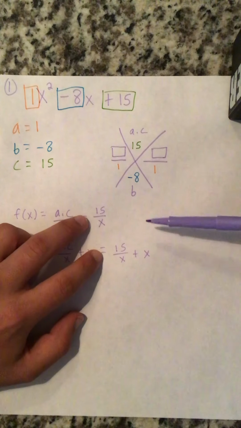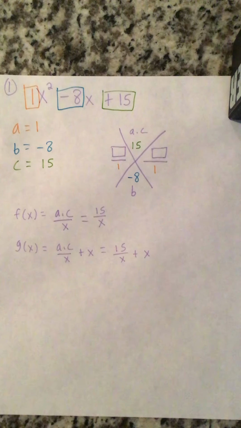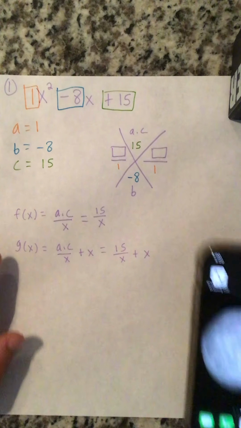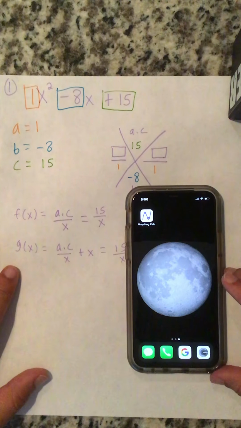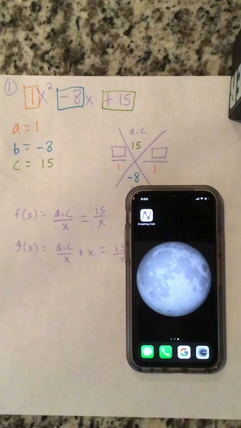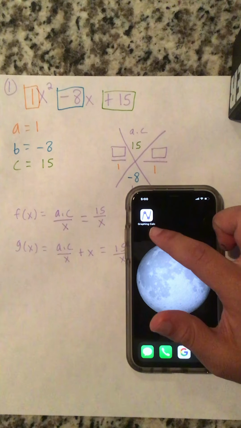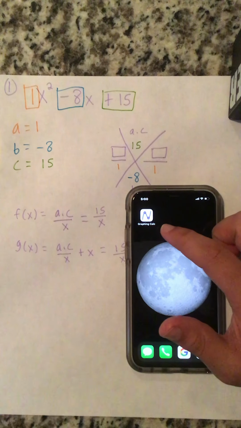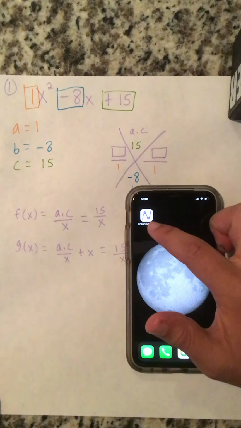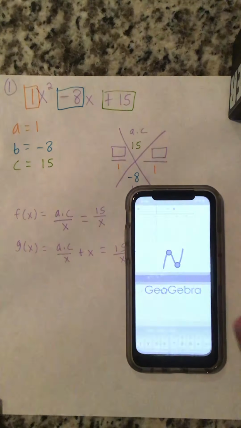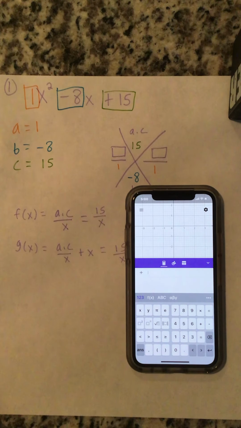So once I have these 2 equations, I'm going to graph them. This is how I'm going to show you to graph them. You can do it on your phone, it's really easy, or an iPad, whatever you got. I'm going to do it on my phone, because I know a lot of y'all have that. You're going to use this app right here. It's called GeoGebra, a graphing calculator. It looks just like this. Let me pull it up. This is what we're going to use to graph.